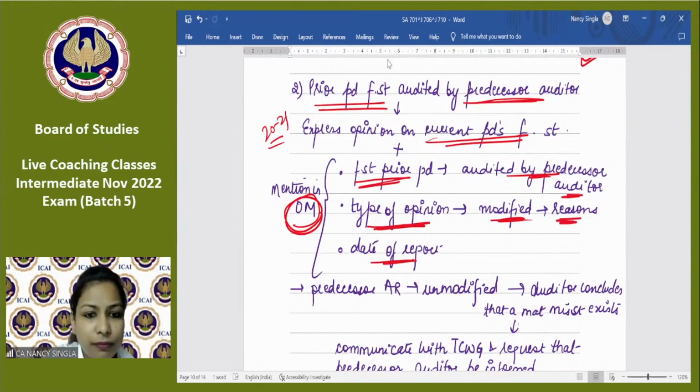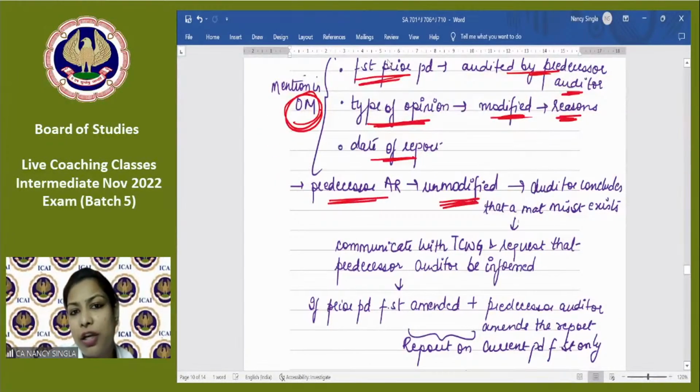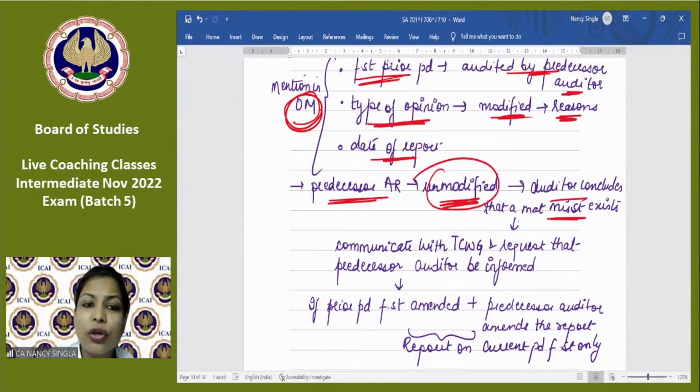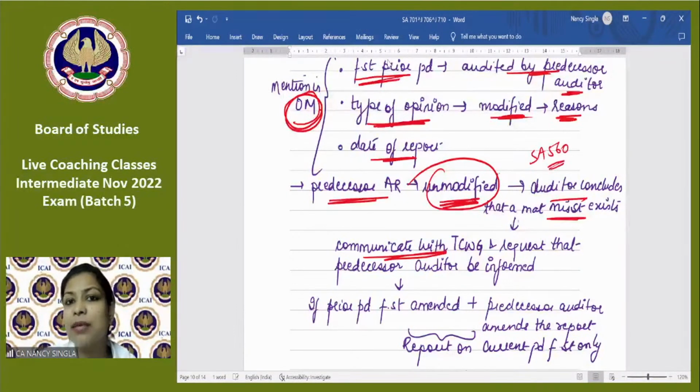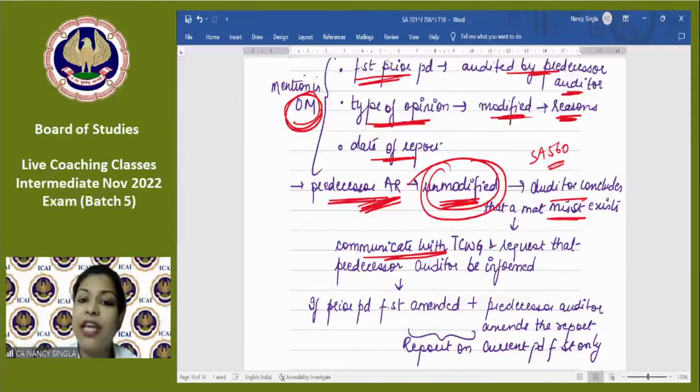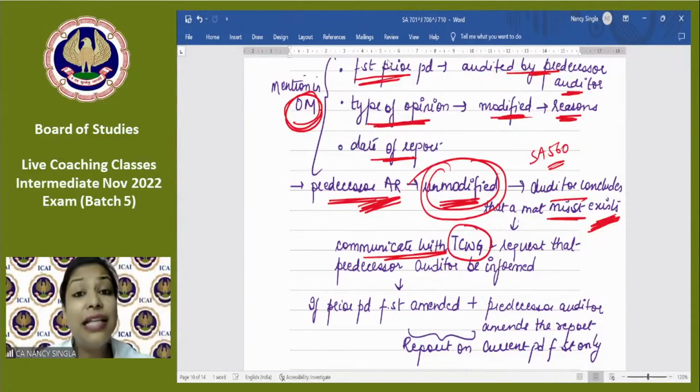Simple. Now, where the predecessor auditor has given an unmodified opinion, but the auditor concludes that there is a misstatement, what will we do? We will communicate with those charged with governance. If I had given the audit report myself, we would consider it as subsequent events under SA 560, but here it has been given by the predecessor auditor as an unmodified opinion, whereby the present auditor, who is giving a report on all the 5 years, concludes that a material misstatement exists. So first we will communicate with those charged with governance and request them to please inform the predecessor auditor, because for the predecessor auditor it is a subsequent event, something has happened after his report.